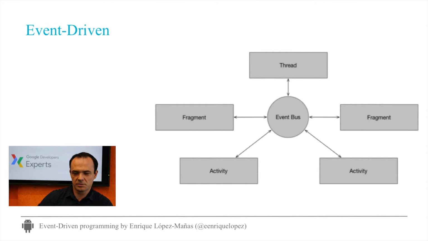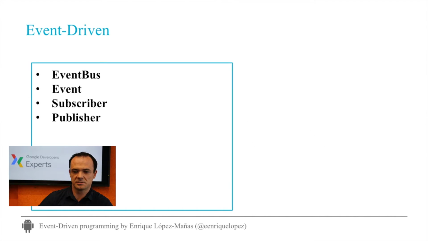What do we actually need to implement this paradigm? We need, of course, an event bus. The event bus is the central component. We need the events, which are also called messages. We need the subscribers that are actually receiving messages from the event bus. And we need publishers. The publishers are the components that are sending events or messages to the event bus. Conceptually it looks like in this diagram.